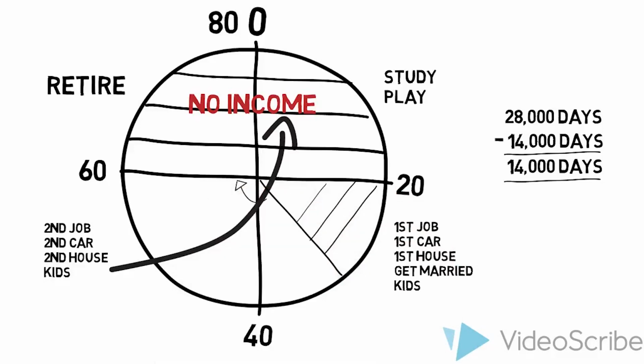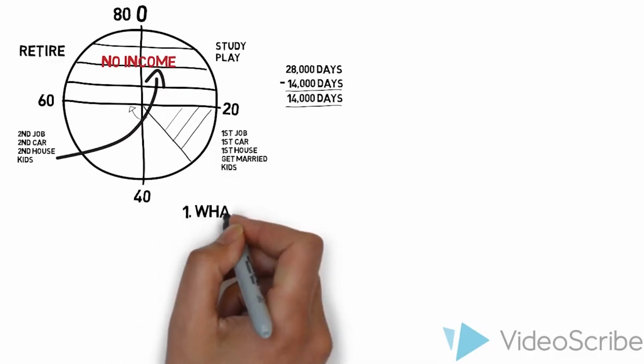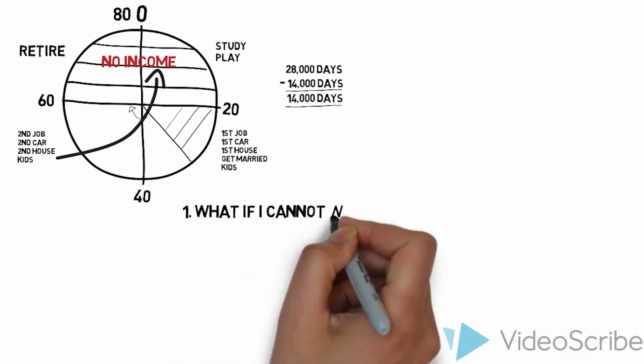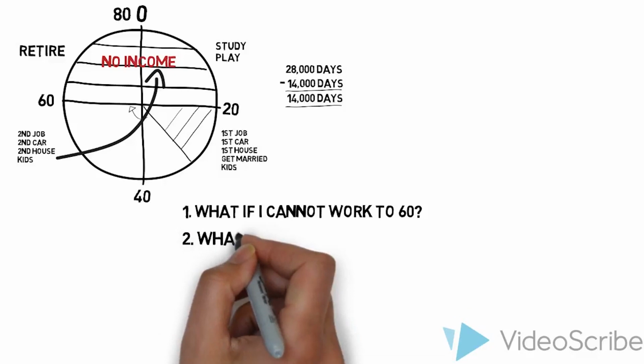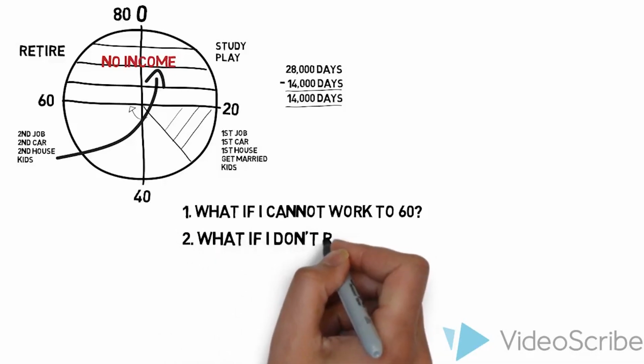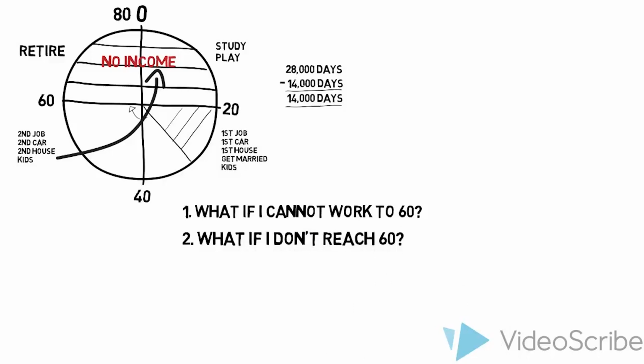During this period of time, we have identified 4 fears. My first fear: what if I cannot work to 60? Because if I finish working till 60, the only thing left was to retire. But the real thing that can stop me from working till 60 is either disability or a bad illness. My second biggest fear is, what if I don't reach 60? You see, if I reach 60, the only thing left was to retire. But if I don't reach 60, we have a problem, and that's our second biggest fear.